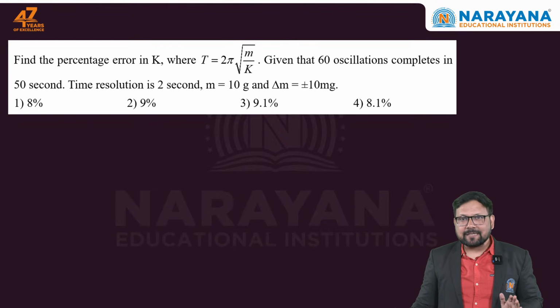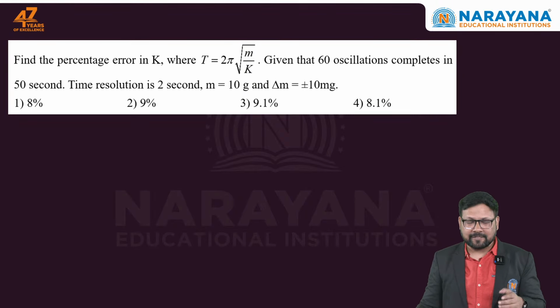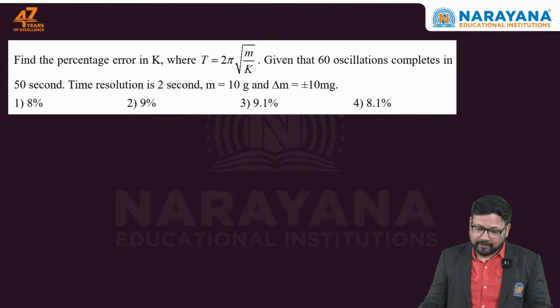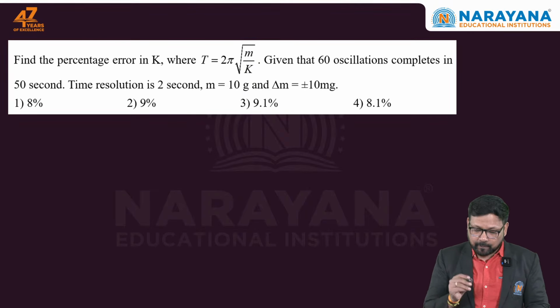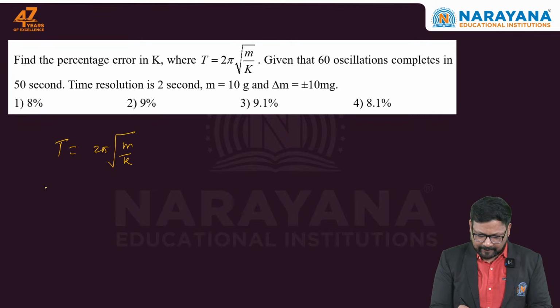This is a percentage error question. Similar questions come for the time period of a simple pendulum also, 2 pi under root L by G. Here it is for 2 pi under root M by K. And what they are asking for is the percentage error in K. Let's have an expression for K. T is given here, 2 pi under root M by K. Square both sides, get K.